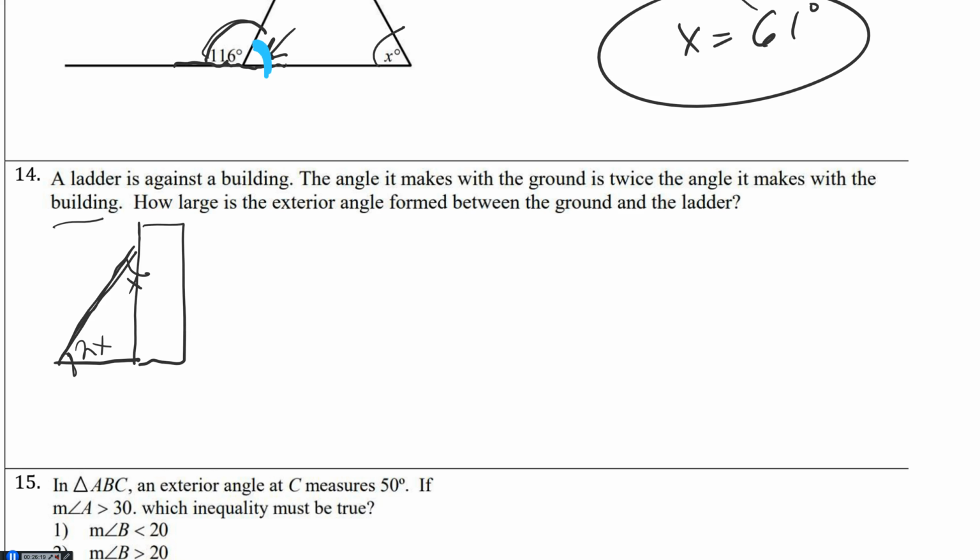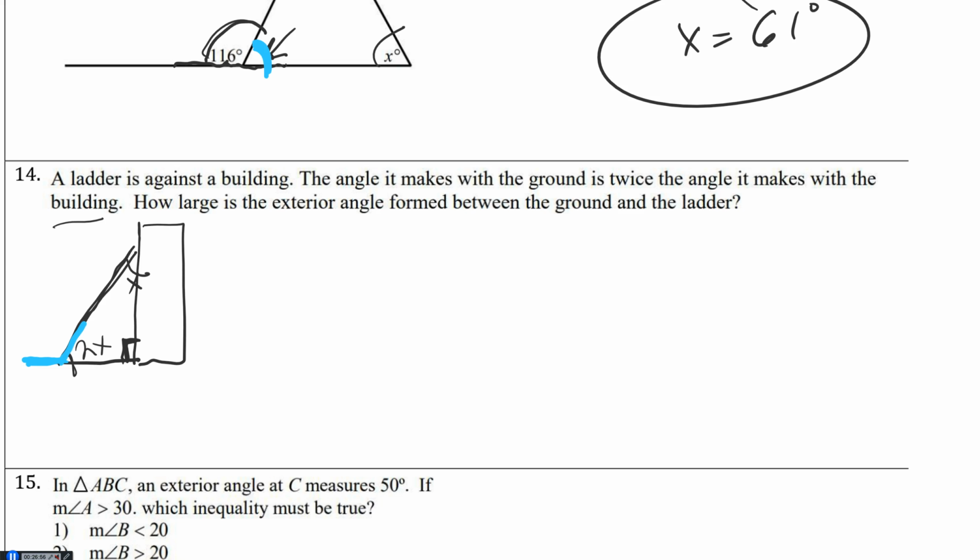And it says how large is the exterior angle formed between the ground and the ladder. So it wants to know about this angle right here. So we need to analyze this a little bit more than we did for the last one. Notice the picture I drew here. I've got a ladder slanted up against the building going straight up compared to the ground. And any time you have a building, it's always sticking straight up out of the ground, or is perpendicular to the ground. So you've got that 90-degree angle there.